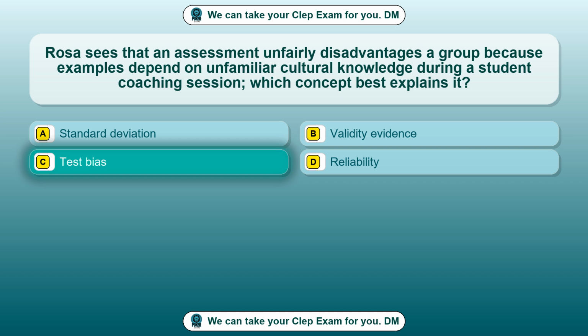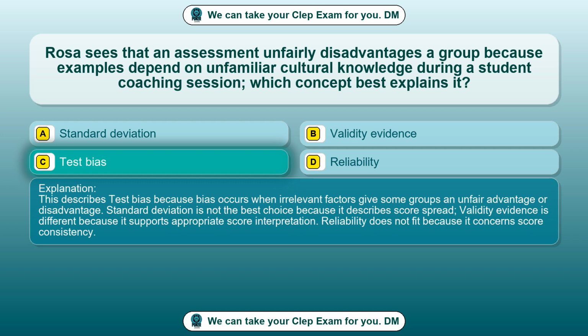Test bias. This describes test bias because bias occurs when irrelevant factors give some groups an unfair advantage or disadvantage. Standard deviation is not the best choice because it describes score spread. Validity evidence is different because it supports appropriate score interpretation. Reliability does not fit because it concerns score consistency.